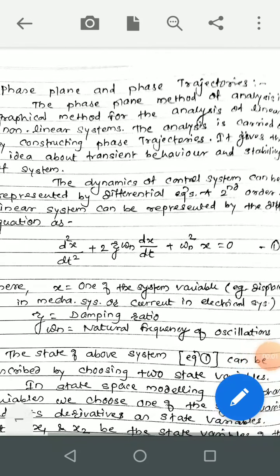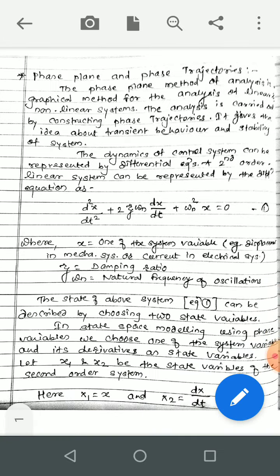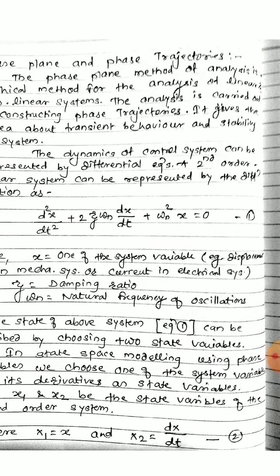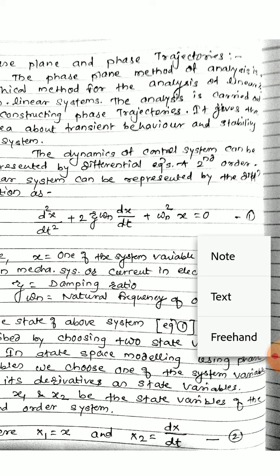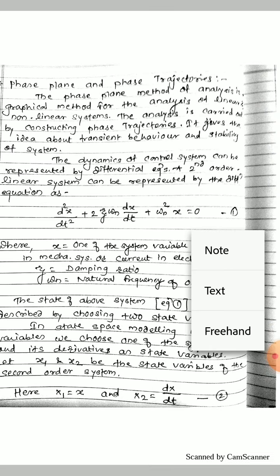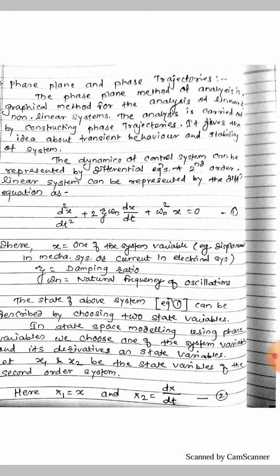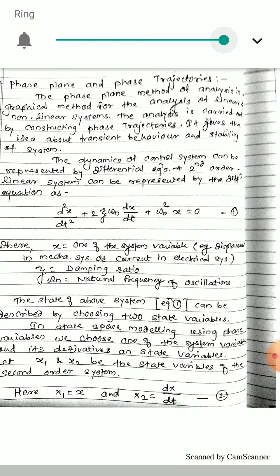Today we will see what is meant by the singular point. So before that we should know what is phase plane, phase trajectories and phase portrait. So that part we will see first. The phase plane method of analysis is the graphical method for analysis of linear and non-linear systems. So the analysis is carried out by constructing phase trajectories.